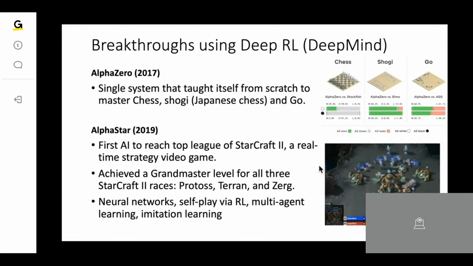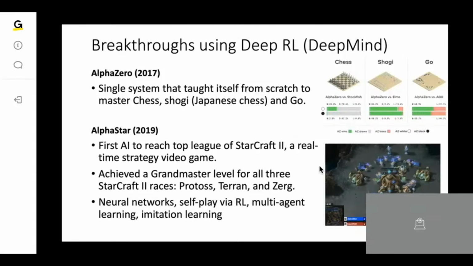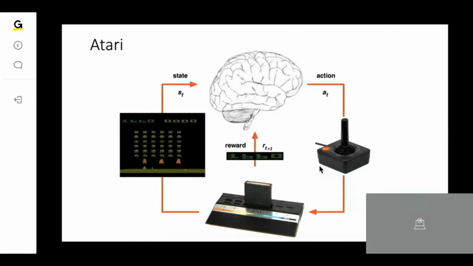More recently, they have come up with Alpha Star, which is the first to reach a top level performance in StarCraft 2, which is a real time strategy kind of video game, where there are multiple levels and multiple races. It's a multi agent play here, where there are multiple agents competing to win in a particular contest, right? A lot of these recent advancements have happened by combining deep learning and reinforcement learning. We will now go back to Atari, as it is a simple example to understand.